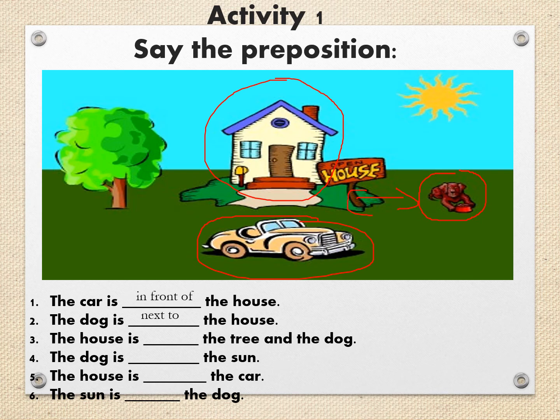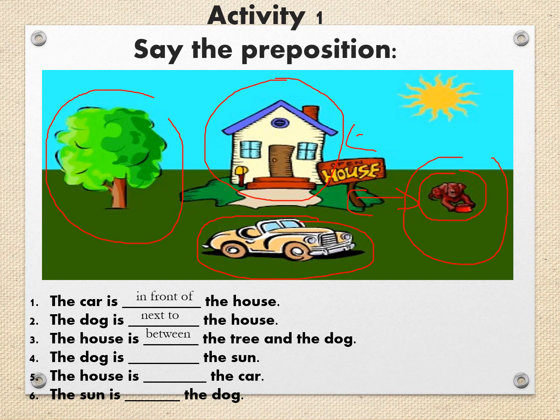The house, the tree, and the dog. Look here, this is the tree, this is the dog, and this is the house. So what is the best preposition of location to fill in this blank? Of course it's between. The house is between the tree and the dog.